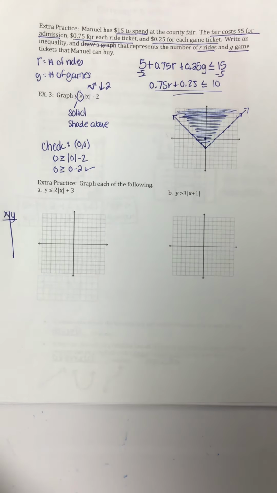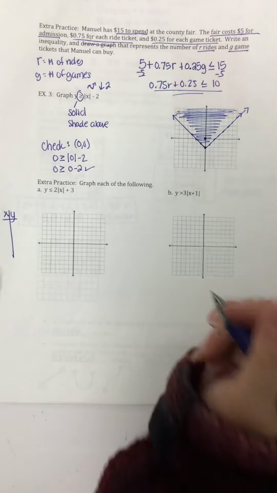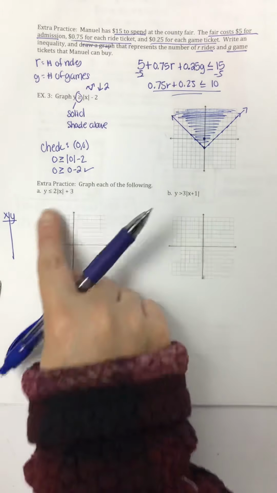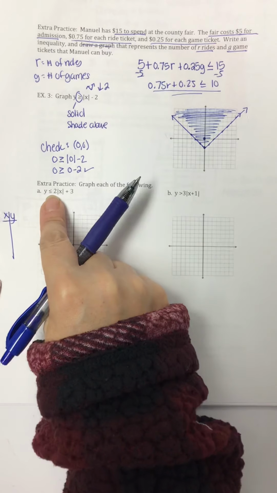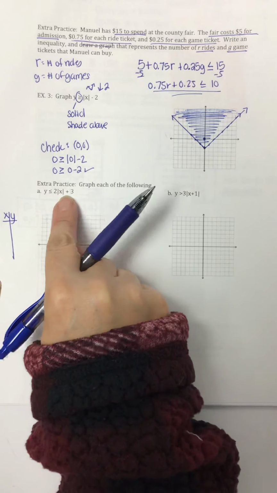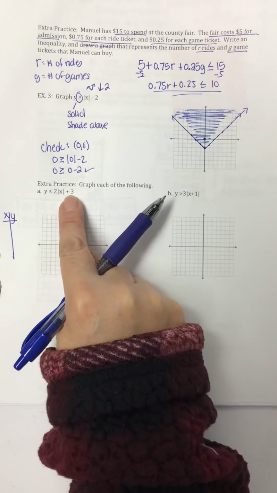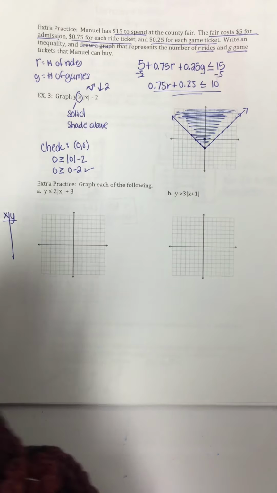Now, you could do that by hand, and let's do this one by hand. We know that the shape of this is a V, yes? We know that V shape is going to be on the x-axis, just moved up 3, and then we're going to have to shrink or stretch it, which means it's either going to be narrower or wider.